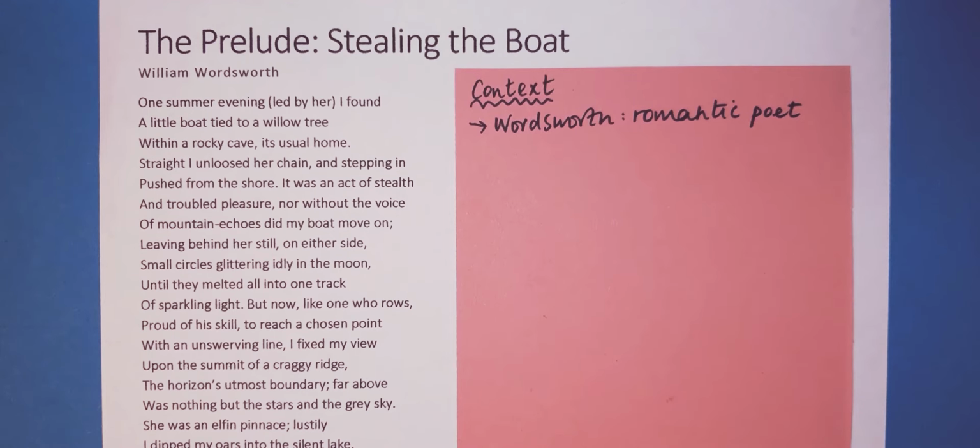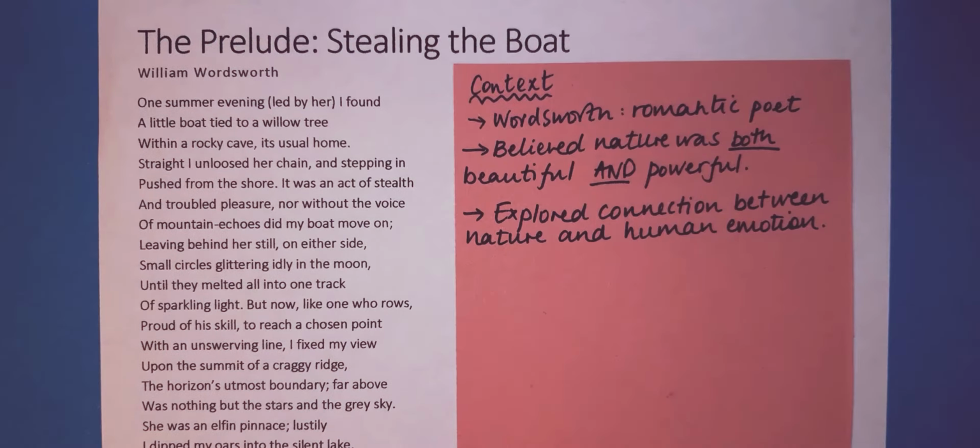And the other one that I think is really important is that Wordsworth believed that nature was both beautiful and powerful. And so he explored the connection between nature and human emotion. So those are the main contextual points that I think are the most important for you to know before you start analysing the text. And then the second thing that you should know from this poem is that it is written in a form of a blank verse.